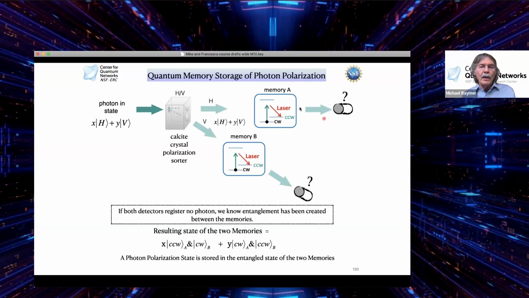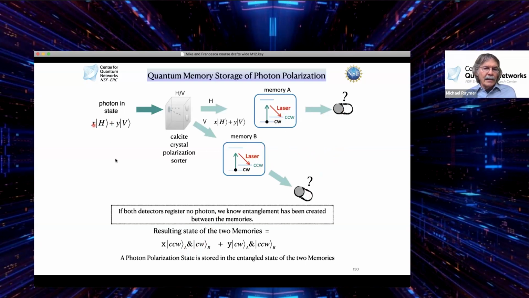However, if we now put two detectors over here and neither detector clicks, that means that the photon has been absorbed and stored in one of those memories. But you don't know, and nobody, even nature, the universe, doesn't know which of these memory atoms has had its spin flipped from clockwise to counterclockwise. That means that the combined state of these two memory atoms is now entangled.